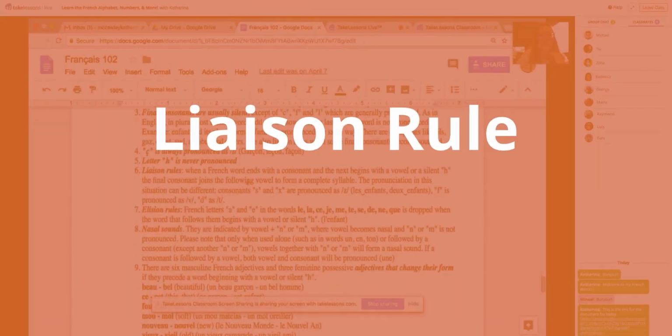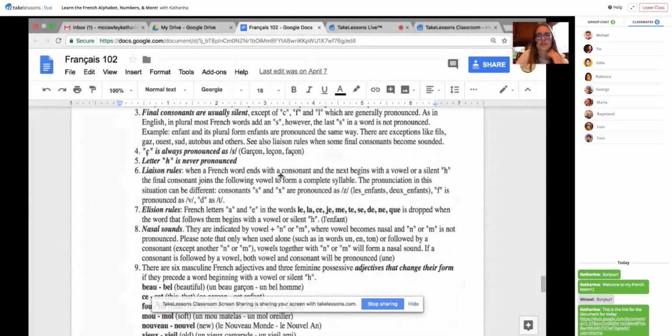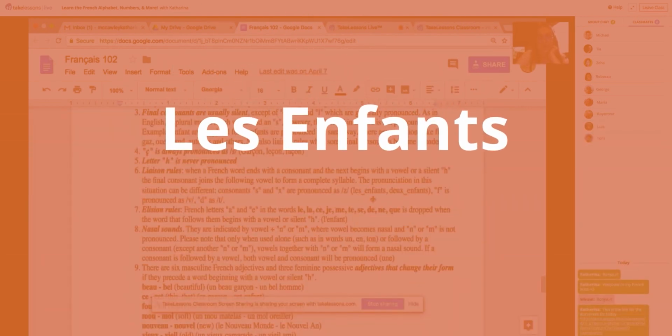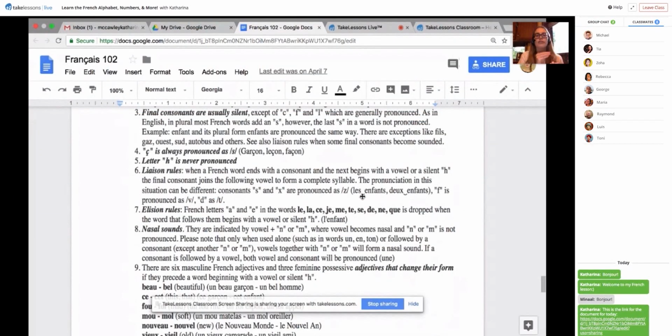Then there's a rule when a word ends with a consonant and the next word begins with a vowel or silent H, like hôpital. When you pronounce it, you basically connect the two words. For example, l'hôpital. For example, les enfants. So you don't say les enfants separately, because in French, it's always how it sounds. It's almost like singing really. So les enfants.